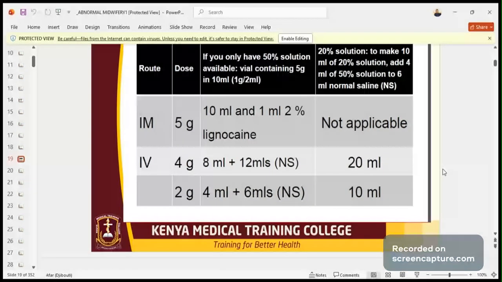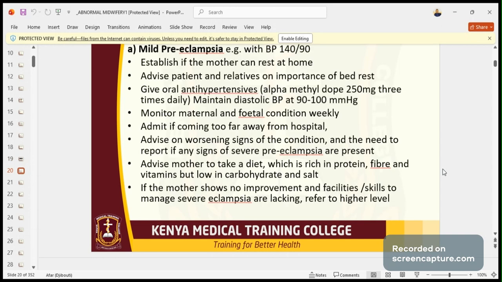So we have IM, IV, 5 milligrams, 4 milligrams, like that. Mild preeclampsia is actually BP of 140 over 90 established, if the mother can rest at home. Then that is if in case the mother has mild preeclampsia. Okay, advise patient and relative on importance of bed rest.